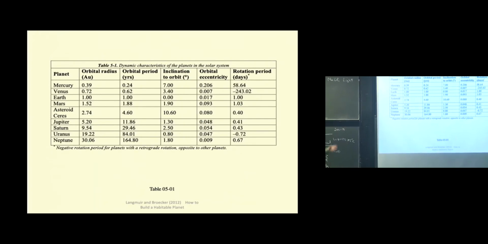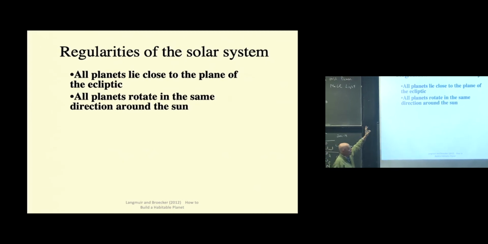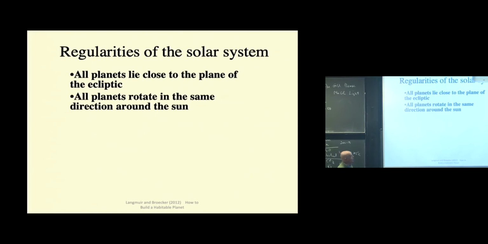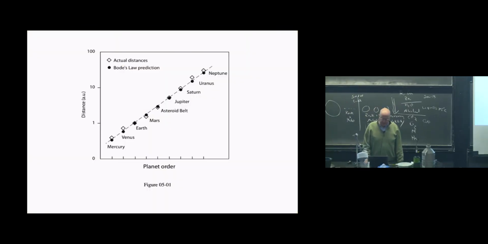So this is just a table. I'm not going to go through a table in detail. But I'm just going to put down these lists of things that we know about the solar system, that all the planets lie close to the plane of the ecliptic. All of them rotate in the same direction going around the sun, and they're evenly spaced.